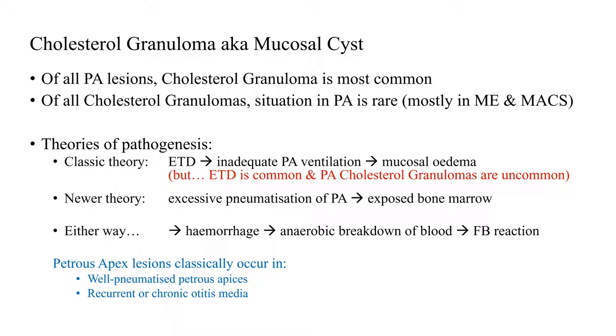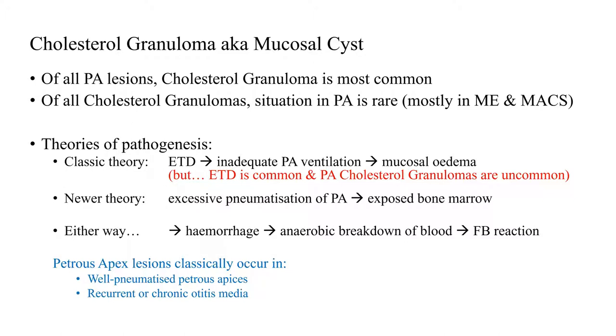Cholesterol granulomas are the most common of all Petrous apex lesions, but of all cholesterol granulomas, situation in the Petrous apex is actually quite rare. Obviously, it's a much more common pathology to find in the middle ear and mastoid air cell system. There are different theories of pathogenesis. There's a classical theory and a new theory.